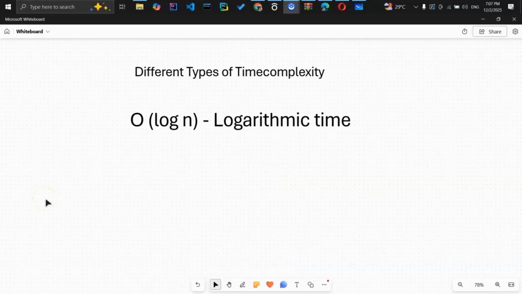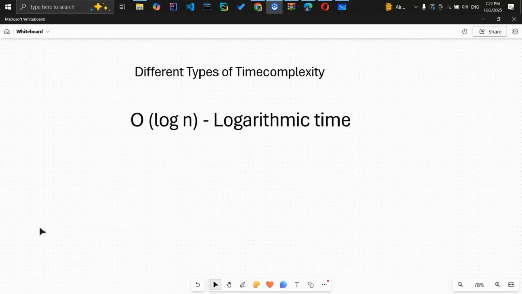Next one is logarithmic time. We can represent it as this. This one sounds scary, but it's actually simple once you see the idea. Logarithmic happens when you cut the problem in half each time.